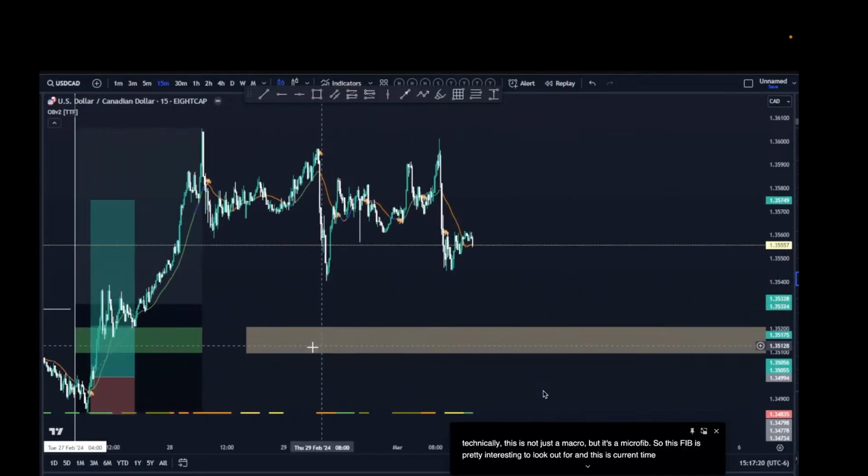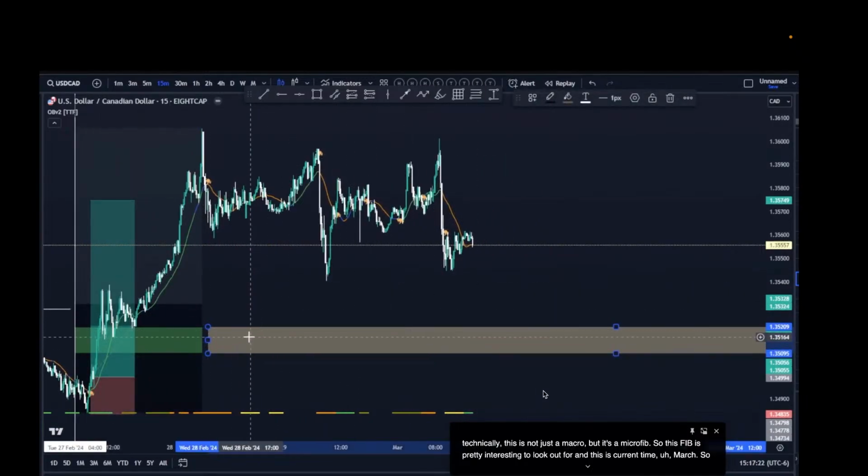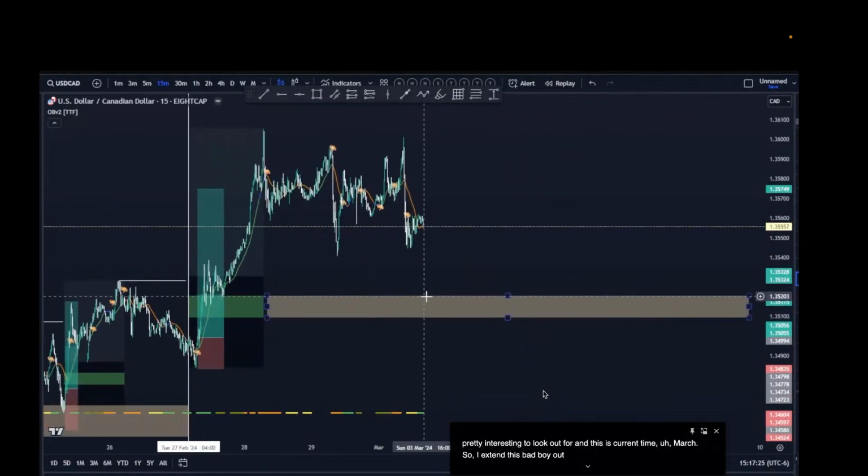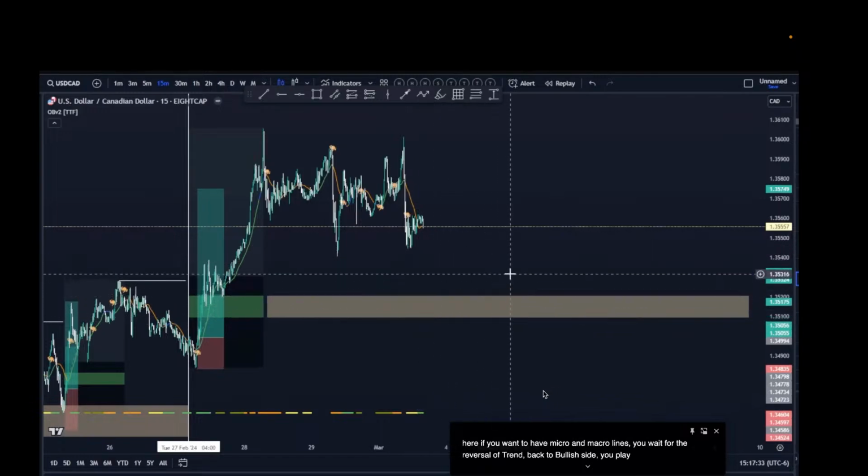And this is current time, March. So I extend this bad boy out. All I'm waiting for is price to come into here. If you want to have micro and macro aligned, you wait for the reversal of trend back to bullish side, you play the retracement, you get in.